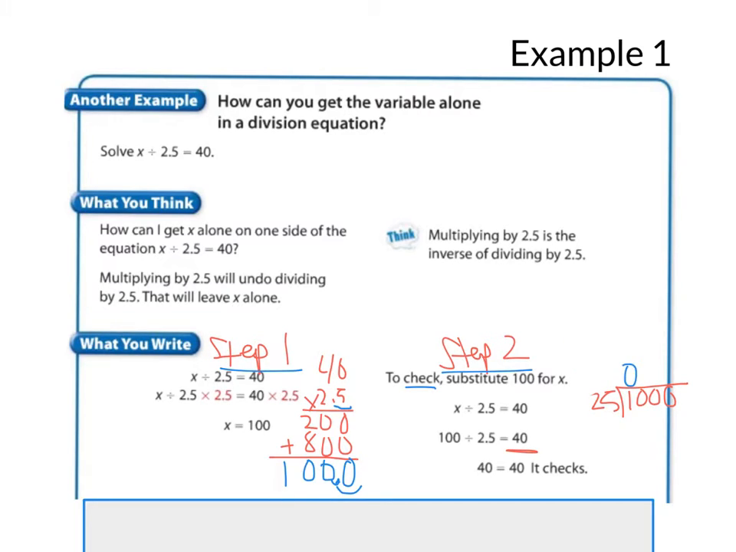Well, 25 can't divide into 1 or 10, but 25 times 4 is 100. And at this point, I'm not done. There's still this other 0. I need to bring this down, and 25 can't go into 0, so that's 40. So I do agree that it checks. Make sure you also show your work in your notes like I wrote. We're moving on in 3, 2, 1.